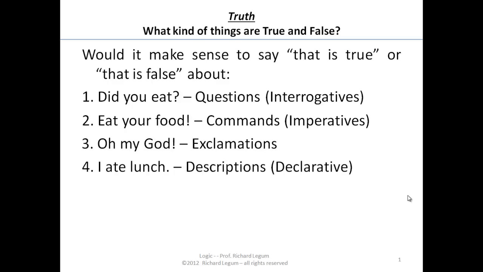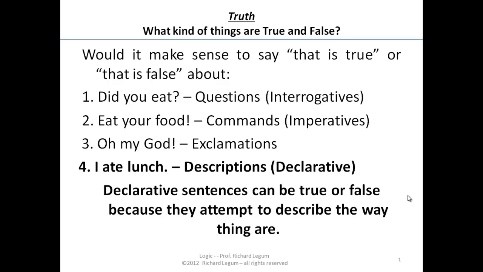So we know, we learned it in 3rd or 4th grade, that there are basically 4 kinds of sentences. There are interrogatives, questions, imperatives, commands, exclamations, expressing your emotions, and declarative sentences that describe things. And out of these 4, the sentences that would be true or false would be the declarative sentences. So it seems our first place to start is with the assumption that declarative sentences can be true or false because they attempt to describe the way things are, and that's what makes them true or false.